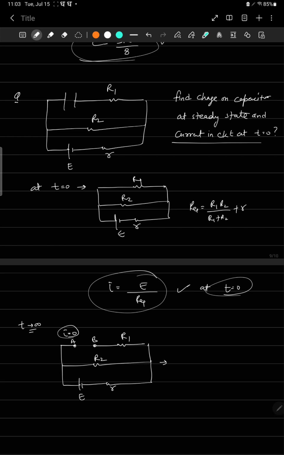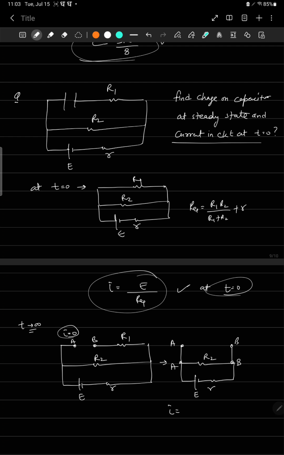So I can draw another diagram where this is point A and this is point B. There's an R2 here. I simply removed R1 because there's no current in that particular branch. So this is A, this is B. Now we just need to find the potential difference between A and B, and that will be your answer. That will be the potential difference across the capacitor.